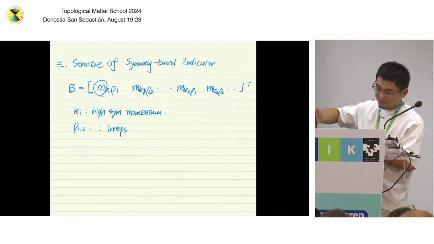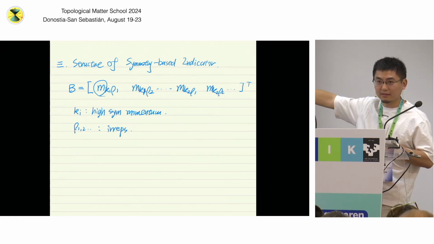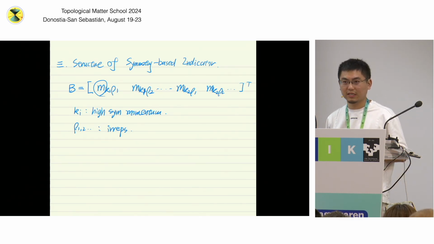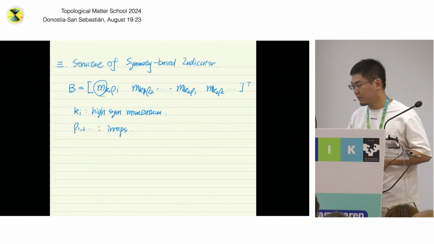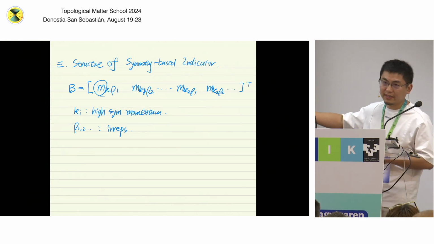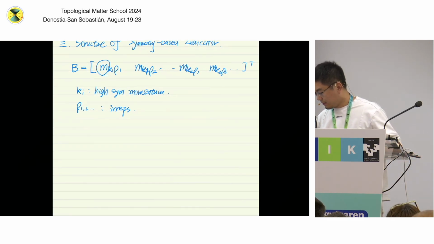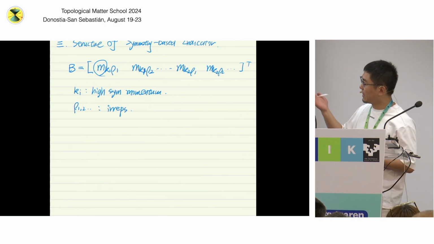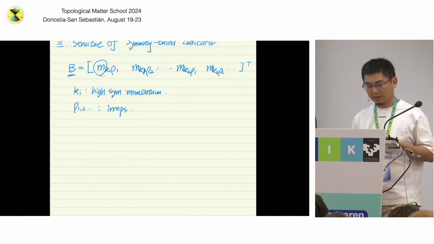And so we tabulate all these integers and we make it a vector. We call it the B vector. So this is a very simple description for a given band structure, right? It's not a complete description, but it already can give us very useful information. And for the band structure to be an insulator, this B vector must satisfy some constraints.